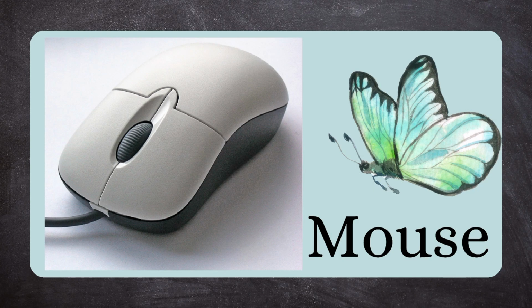Number two is mouse. Mouse is a versatile pointing device that enables users to interact with graphical user interfaces on computers. It typically consists of two buttons, left and right, and a scroll wheel, which allows for easy navigation through documents and web pages. The mouse operates by translating physical movement on a surface into cursor movement on the screen, facilitating actions such as selecting objects, clicking buttons, and dragging items.